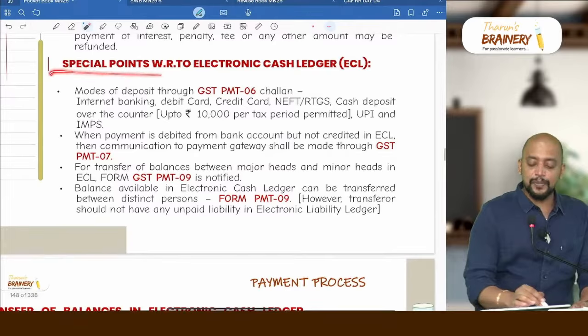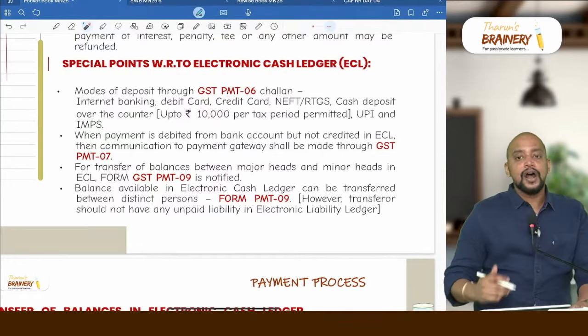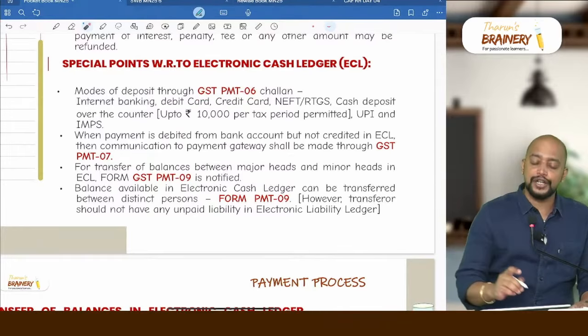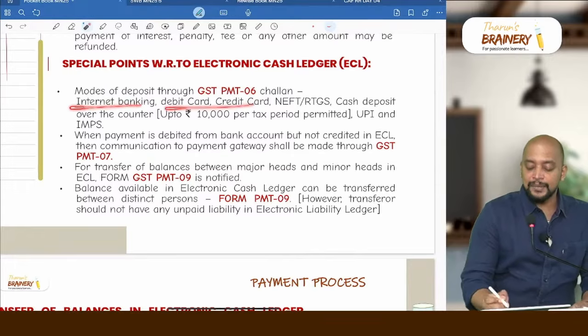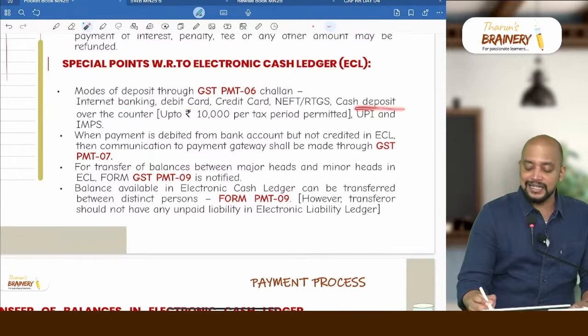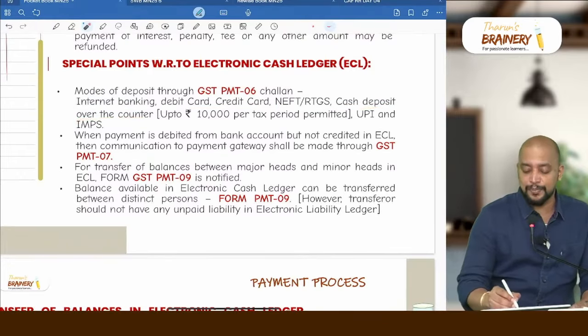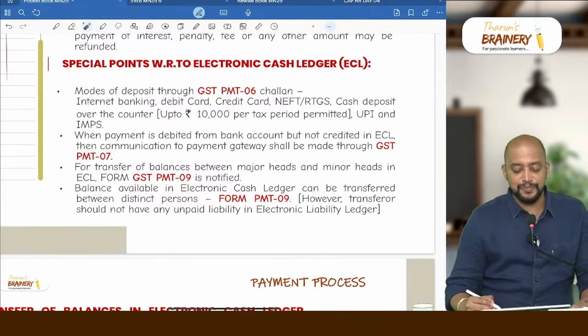Then special provisions with respect to the cash ledger. How will we make a deposit into the cash ledger? Through PMT6. What are the various modes of deposit? In customs also I told you this. Internet banking, debit card, credit card, NEFT, RTGS, cash deposit over the counter. But over the counter cash deposit, how much is permitted? Up to 10,000 rupees in a tax period is permitted.